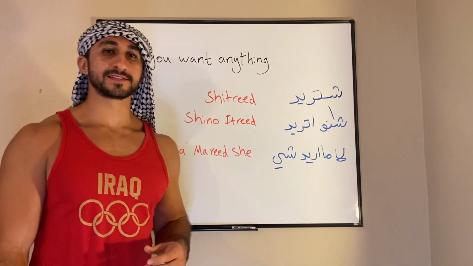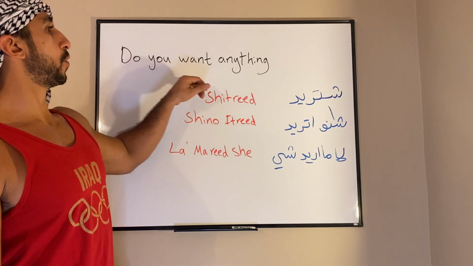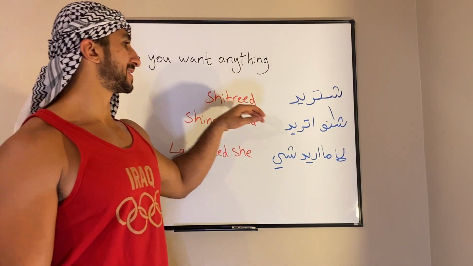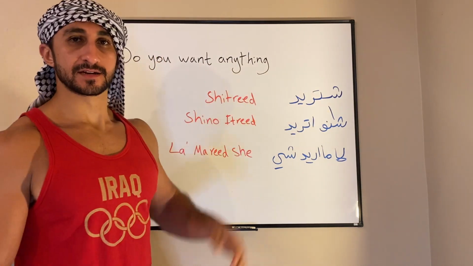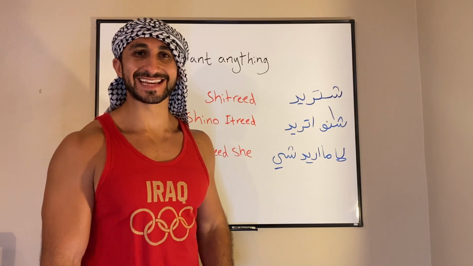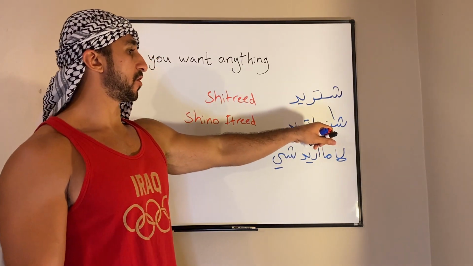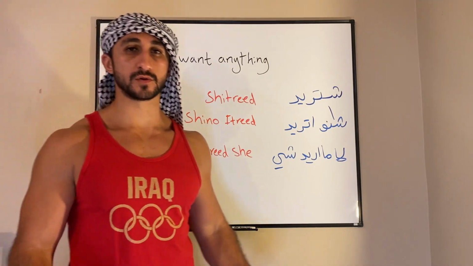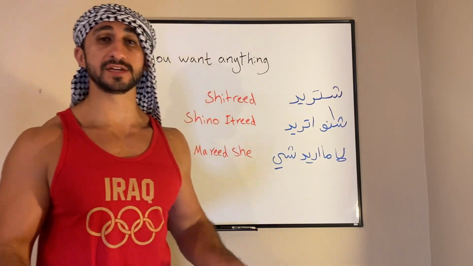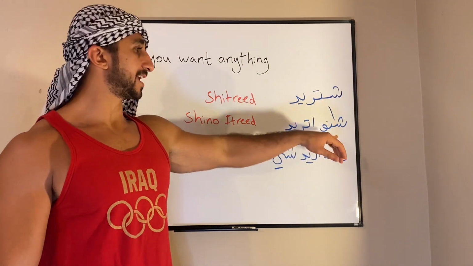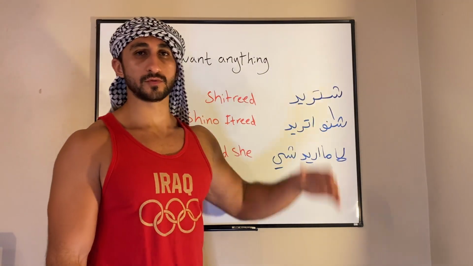So another thing that I want to teach you today is, do you want anything? So you would say shit read, literally saying shit read. And shit read comes from shinu trid. Shinu is the verb that I just taught you earlier, is what? What do you want, or do you need anything? So shit read is the combination. You could say shinu trid, or we just combine it.